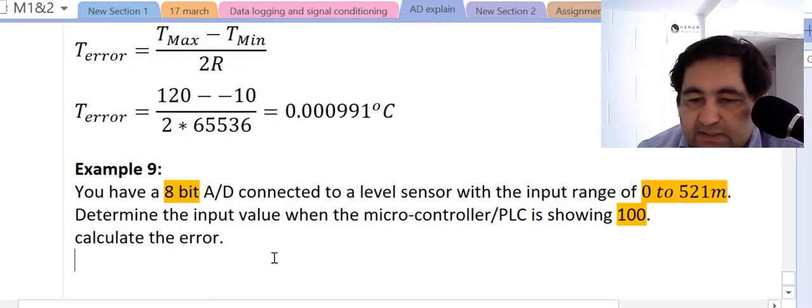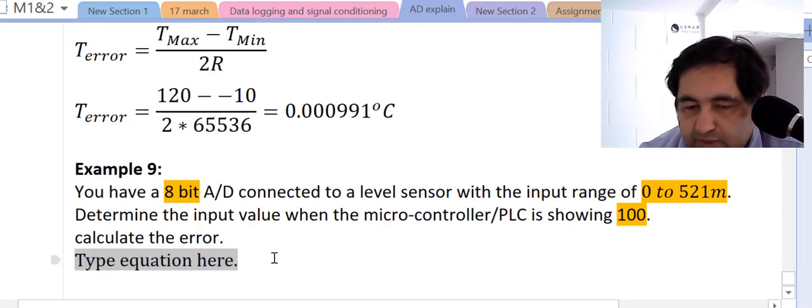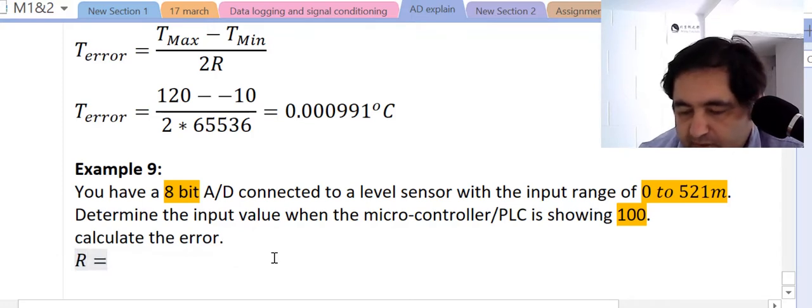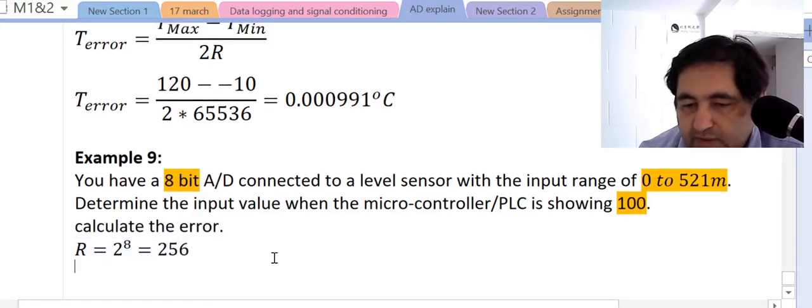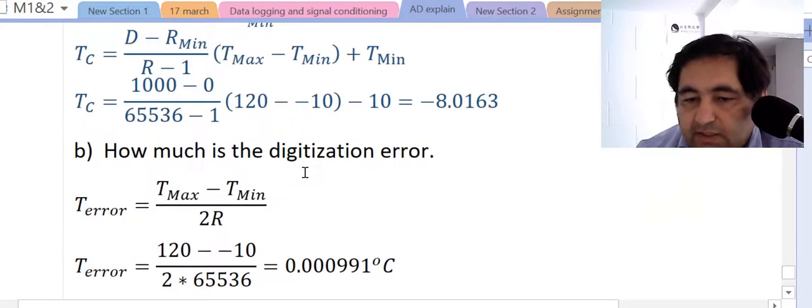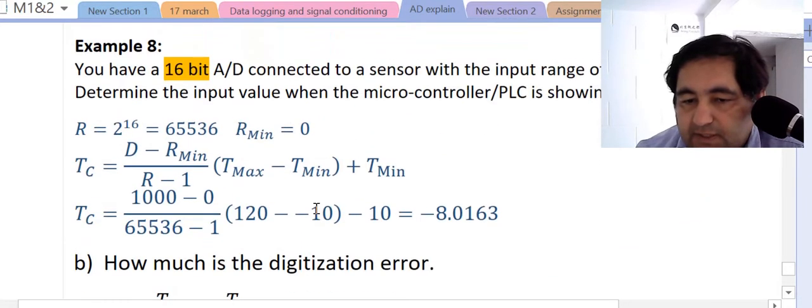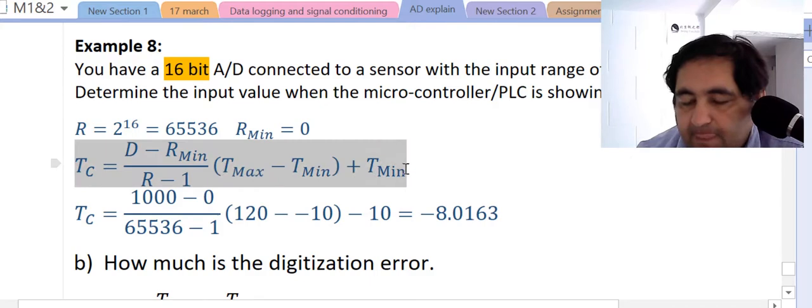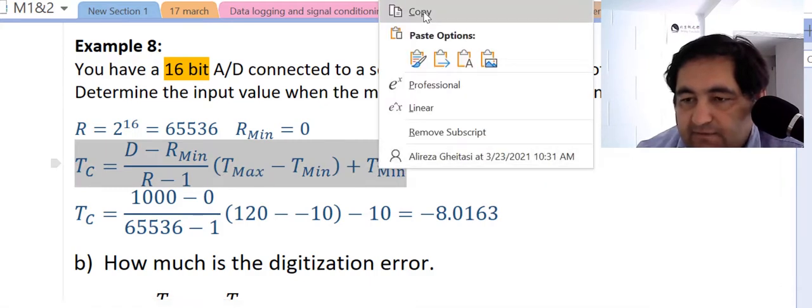Well, it's 8 bits, so the first thing we can work out is the resolution again. So R equals 2 power 8, which is 256. Then again, the formula that we had here for TC turns to the level.